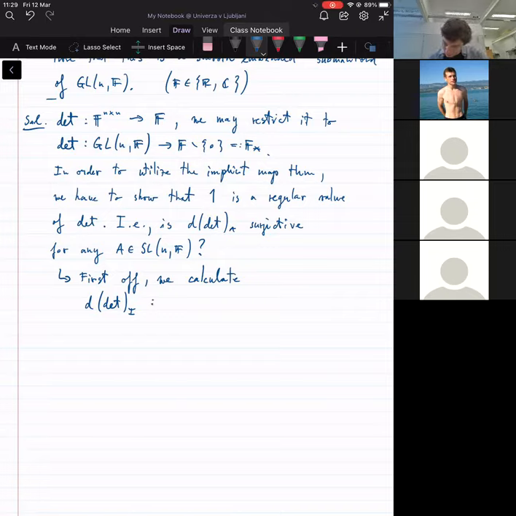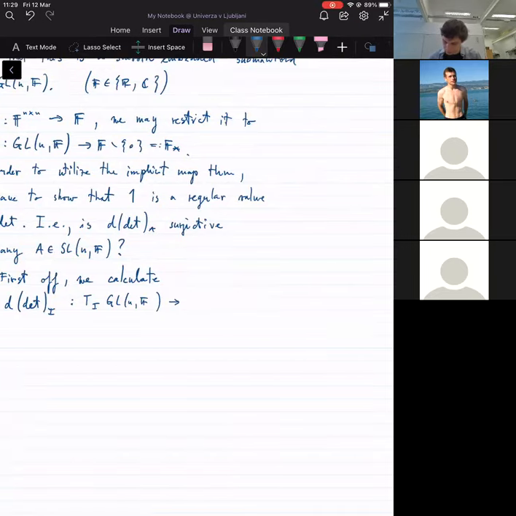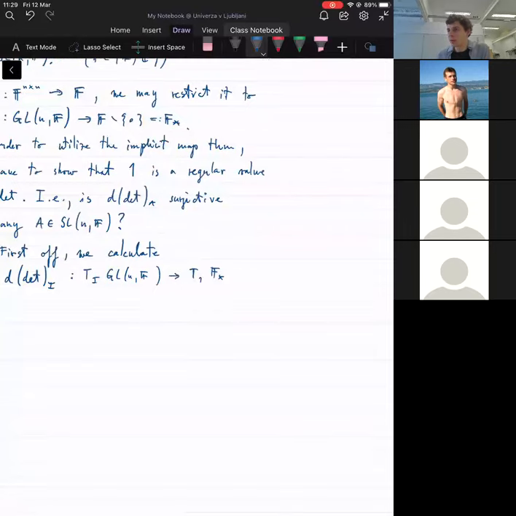And this is a map that goes from what? From T_I GL_n(F) into T_1 of F star. Can you tell me what the domain and codomain of these vector spaces are? The codomain is just F. The codomain is just F. How about the domain?